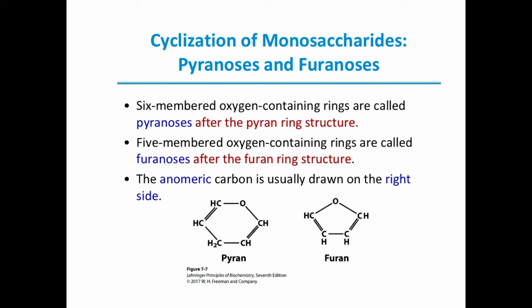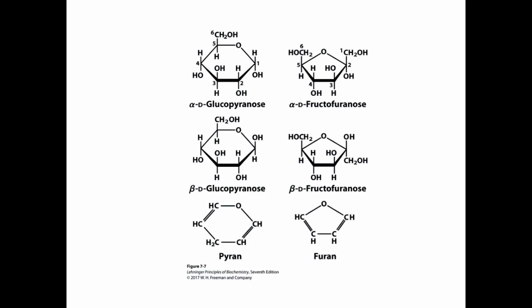6-membered oxygen-containing rings are called pyranoses after the pyran structure, and 5-membered rings are called furanoses because they resemble a furan structure. And the anomeric carbon is usually drawn on the right side. So when glucose cyclizes, it forms glucopyranose. And here we have D for both of these because this was cyclized from the D-glucose. But the alpha, notice here, the alpha has the OH group at the anomeric carbon opposite the CH2OH group. But here, they're on the same side. They're both on the top, pointing up in the pyranose ring.